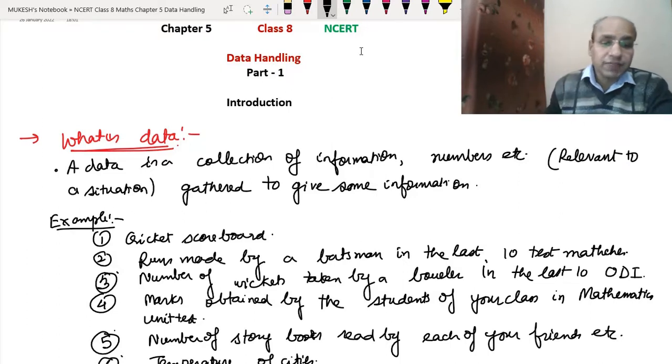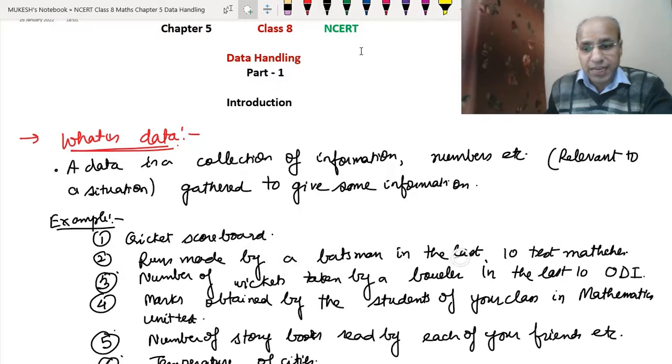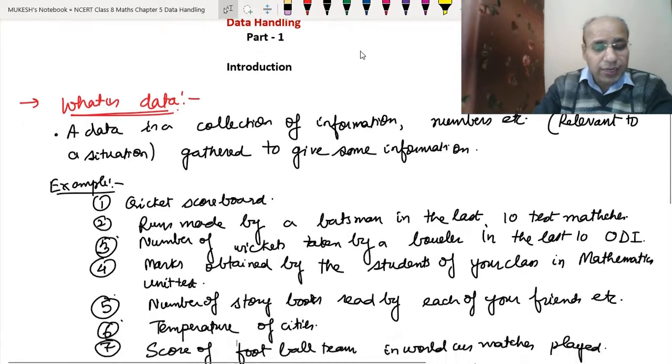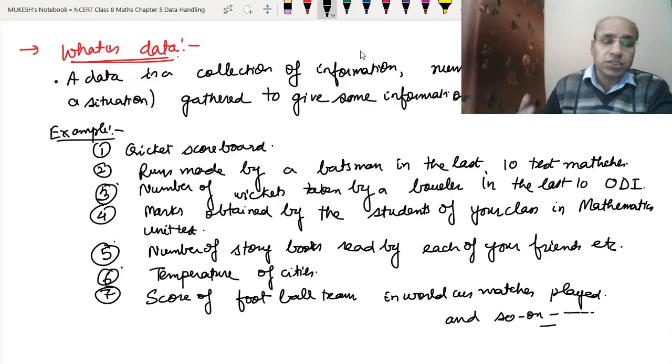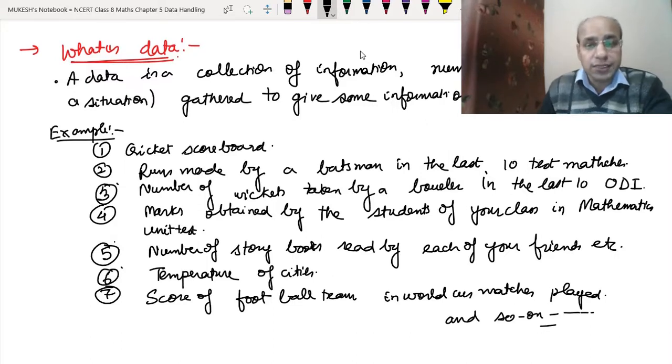Okay, there are various examples like a cricket scoreboard, like runs made by a batsman in the last 10 test matches, the number of wickets taken by the bowler in the last 10 one-days, marks obtained by the students in your class in a mathematics unit test, number of storybooks read by each of your friends. Temperature of cities, score of football teams in World Cup matches, and there are so many situations where we have to collect data.